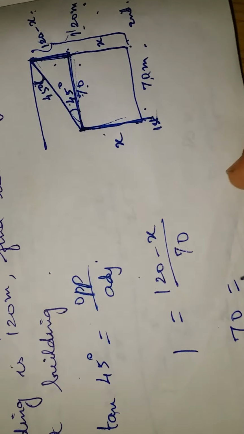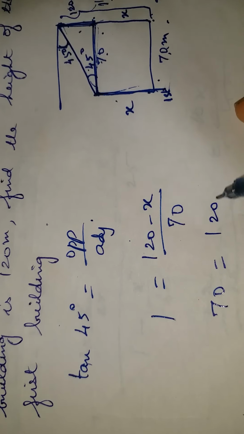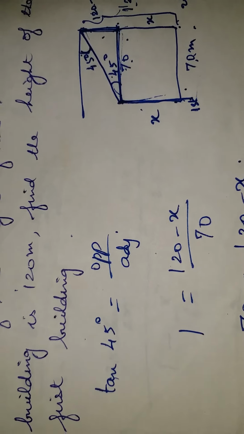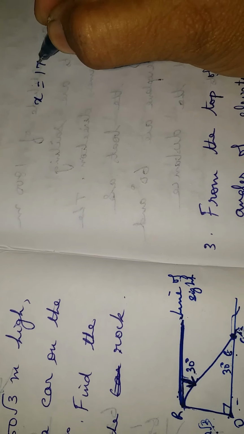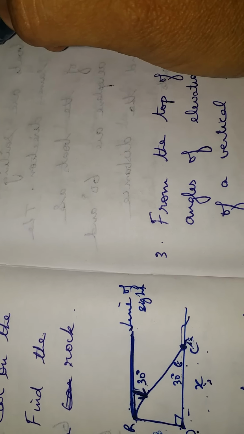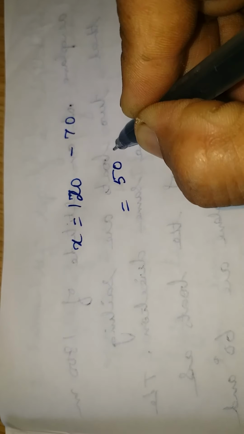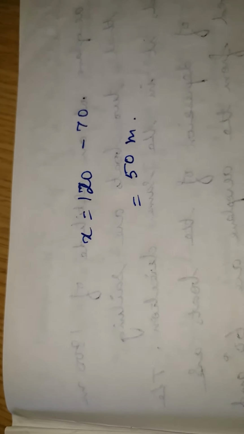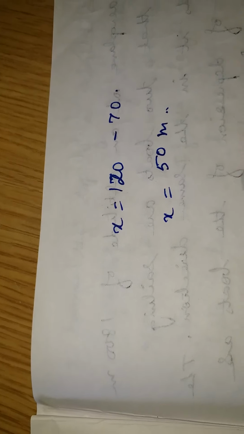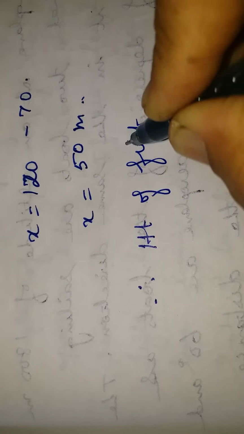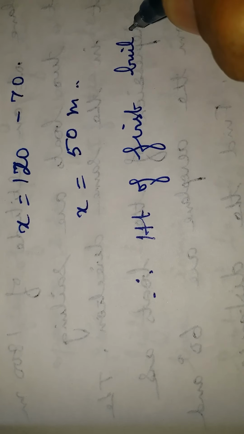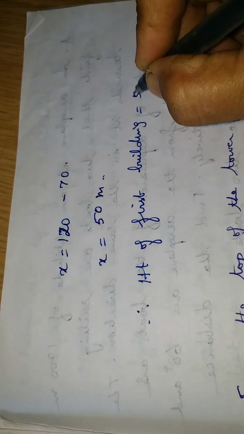So 70 is equal to 120 minus x. Take this x to this side and this 70 to that side. So x is equal to 120 minus 70, which is equal to 50 meters. So the distance is 50 meters. Can you follow? So the x value is 50 meters, therefore the height of the first building, you have to write the answer correctly, is 50 meters.